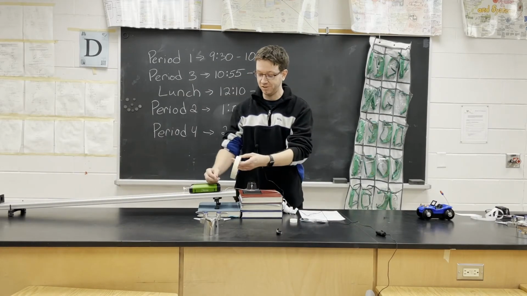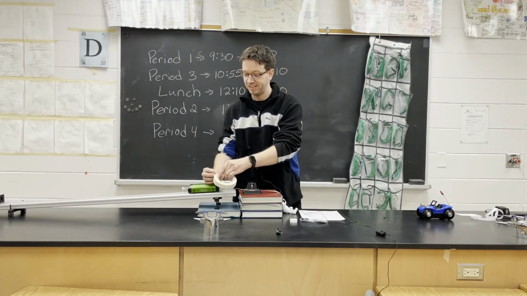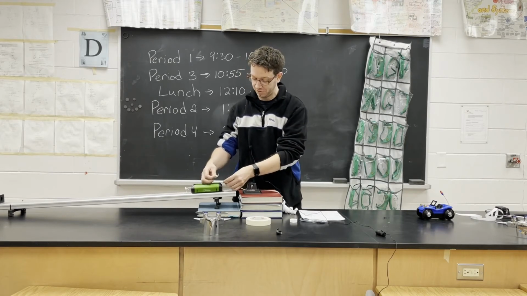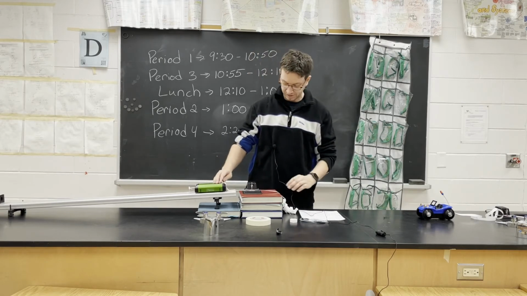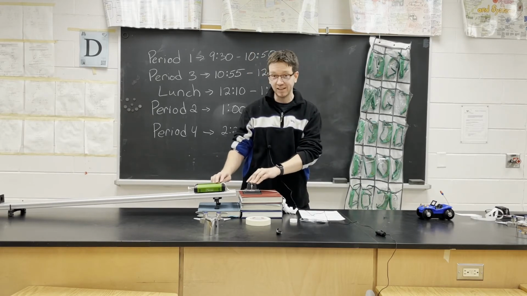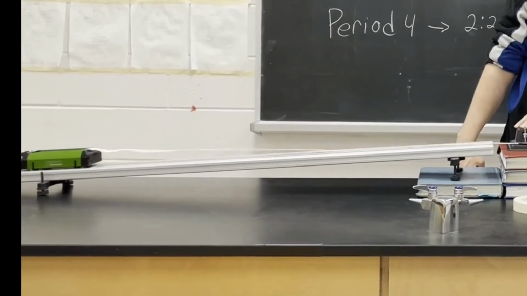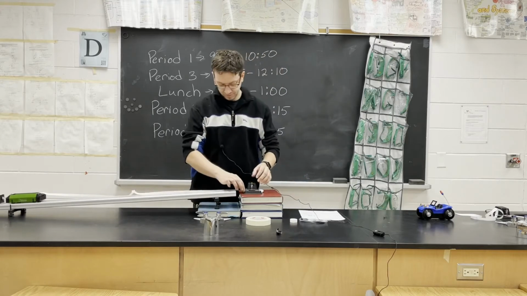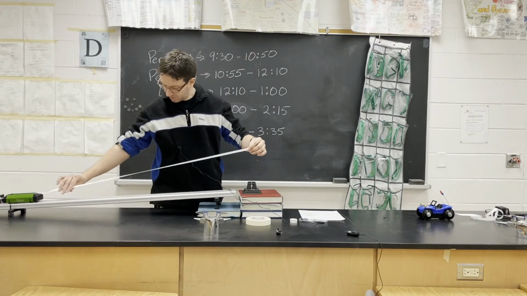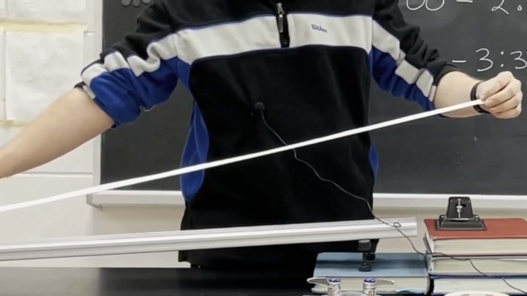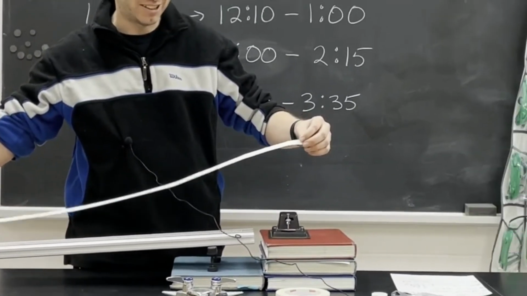Alright, moving on to do non-uniform motion. Let's just stick the ticker tape to the cart. A little bit of tape. And we're ready to go in 3, 2, 1. Right, and there you can see our ticker tape with the dots getting more and more spread out as the velocity increased.